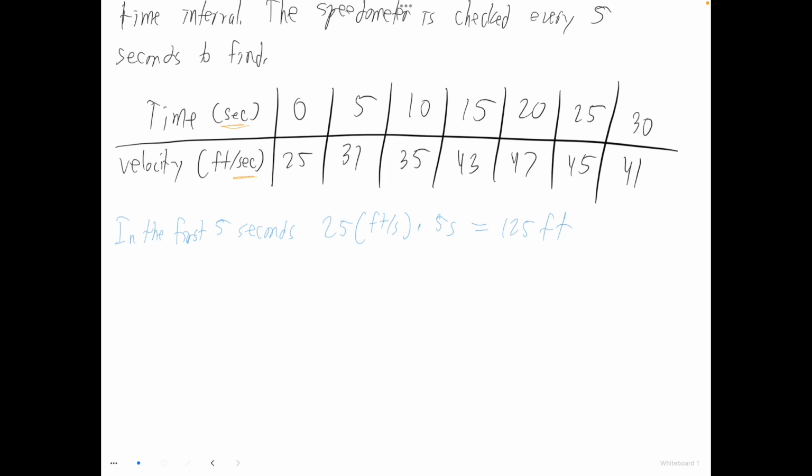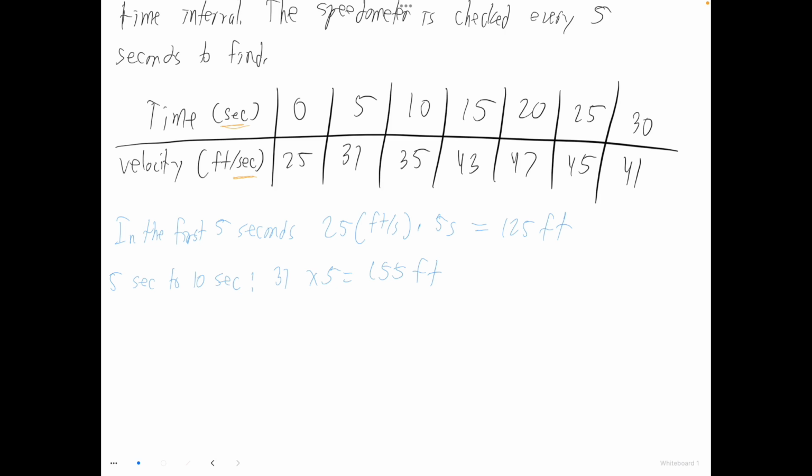Similarly, for the second 5 seconds, from 5 to 10 seconds, we can assume we're going 31 feet per second for that entire interval, and then we suddenly shift up in speed. So for 5 seconds to 10 seconds, we assume we are going 31 feet per second, so we have 31 times 5, which is 155 feet. And so we go about 155 feet in that second interval.